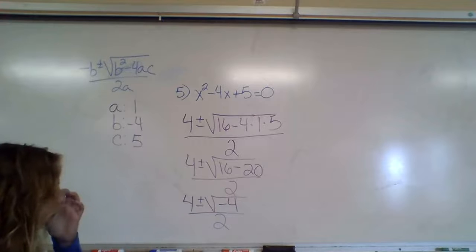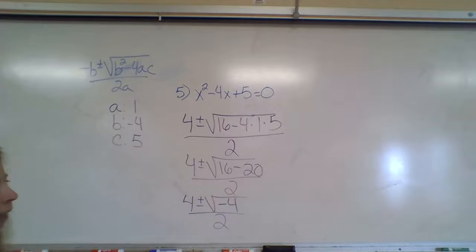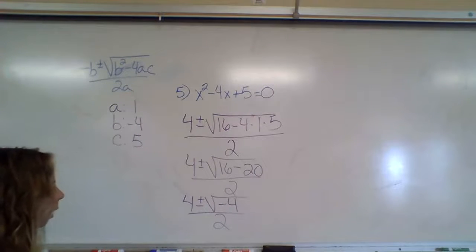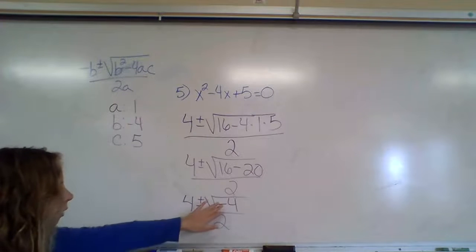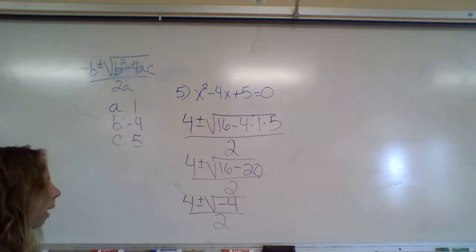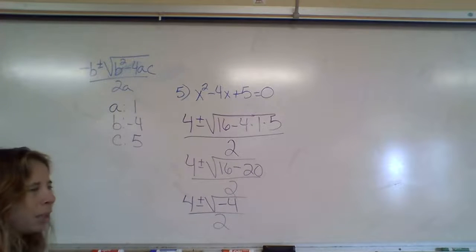Here is where your use of i comes into play. You have a negative under your radical. Your discriminant is negative 4. You have a negative under your radical. That means your roots are going to be imaginary.